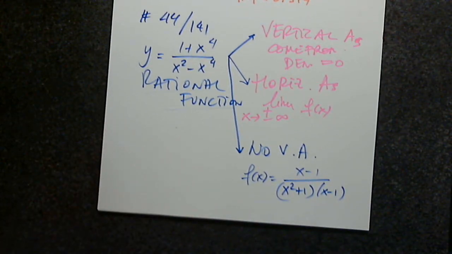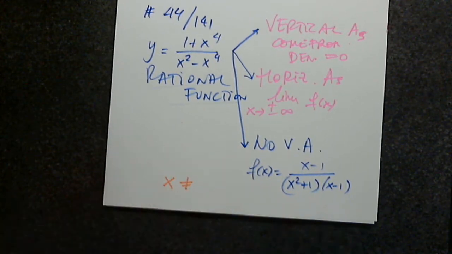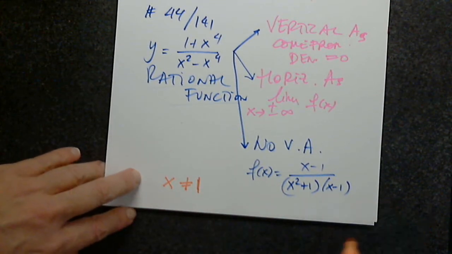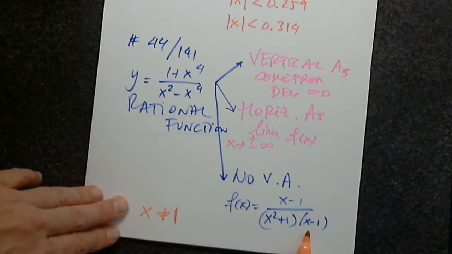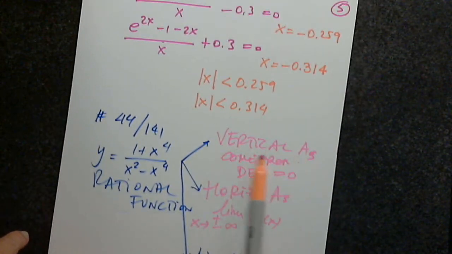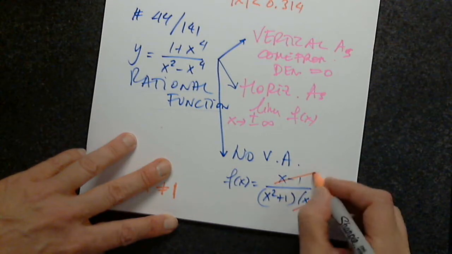This rational function, I claim it has no vertical asymptote. What would be the restriction for this? What is the x value that we cannot have here? It cannot be 1. However, if x cannot be 1, how come this is not a vertical asymptote? Because it'll make a hole instead. It's a hole because the factor goes away.